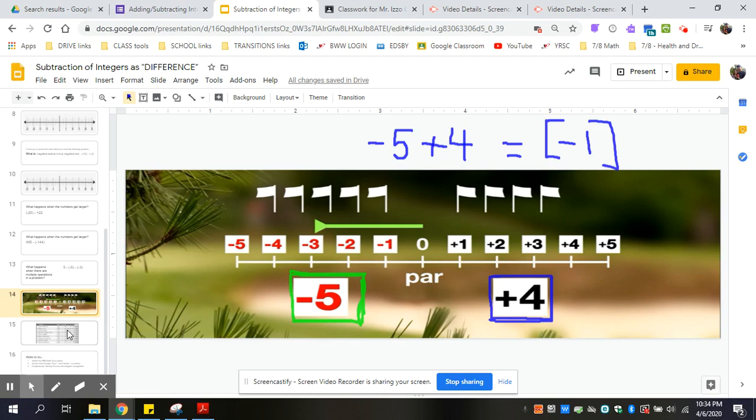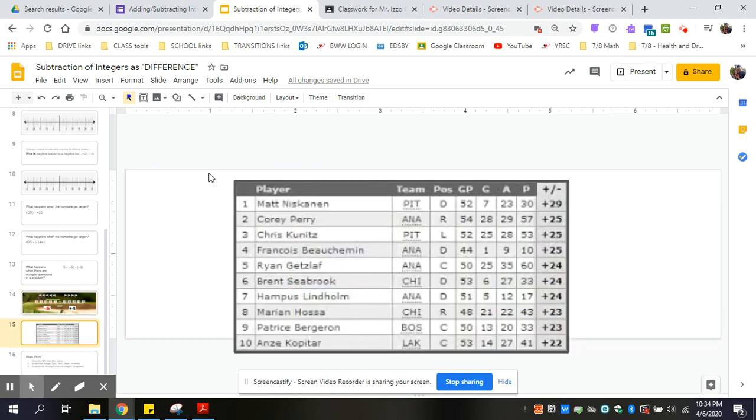Let's look at one last example before I let you go, which is hockey. Hockey uses a plus-minus system to keep tabs on how a hockey player does on his shift. So let's look at the number 5, Ryan Getzlaf with Anaheim. GP stands for games played, and he has played 50 games. He has 25 goals, 35 assists, for a total of 60 points.